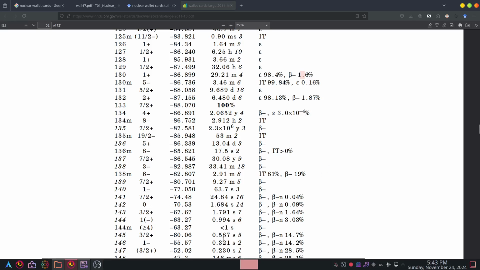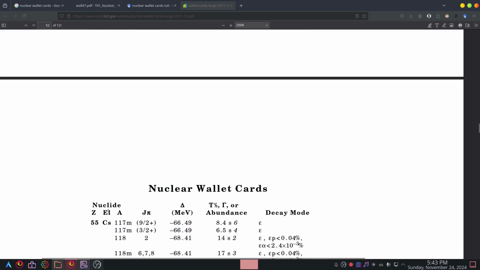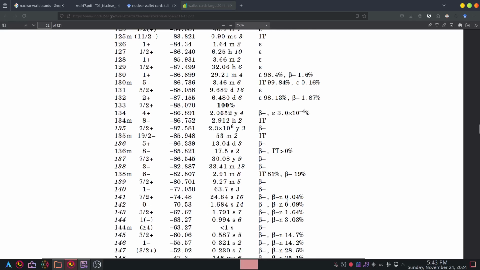So let's just take an easier example. Cesium-144. There's a beta minus and a beta minus n. Beta minus n means it emits a beta particle first, which is an electron. Beta minus is an electron. Then it emits another neutron. So that's what a beta minus n is. It says 3.03%, which means 3% of the time you will have this beta minus neutron occurring. The remaining time it will just be a normal beta minus.